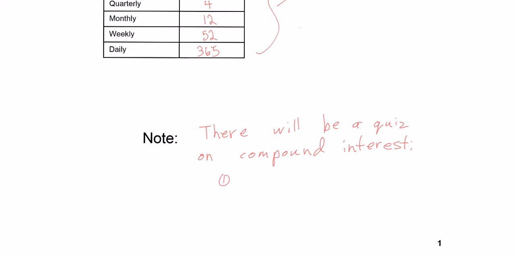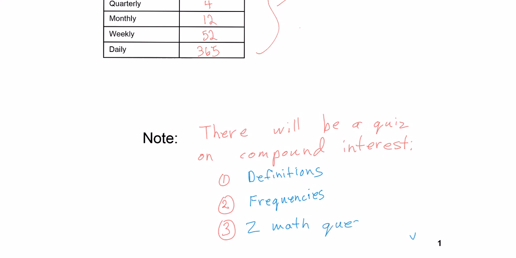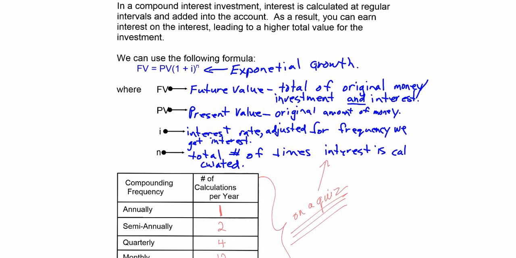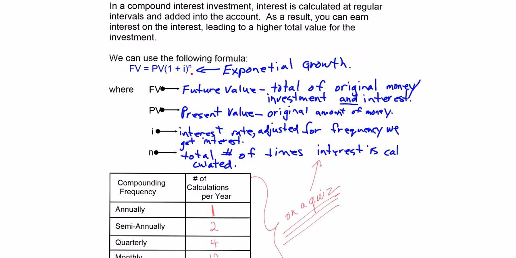The information that we're looking at today are 3 different key points. The first point is the definitions that we talked about earlier. You must memorize them. You must understand the frequency numbers. You must also realize that on your quiz, there are going to be 2 math questions that will force you to identify the future value, present value, and the I and the N in our basic equation that we have right here. Remember, our entire calculation is based on this equation, and I'll show you how that works right now.